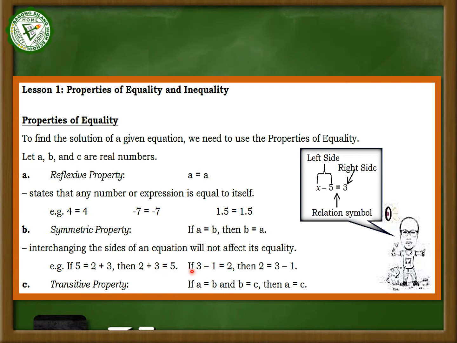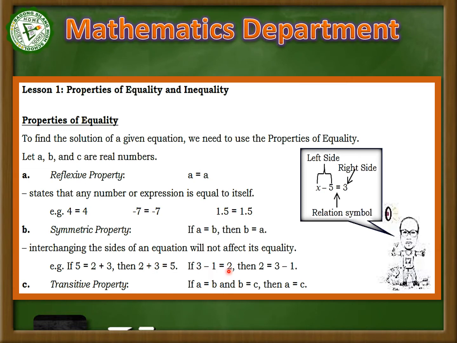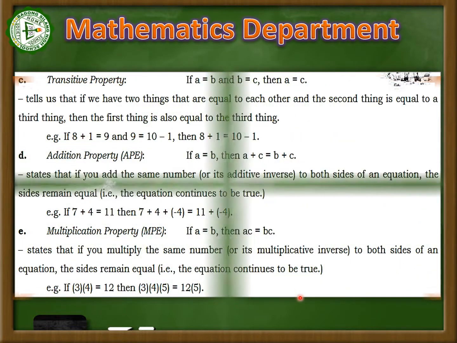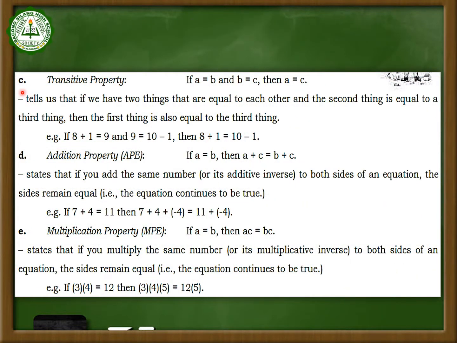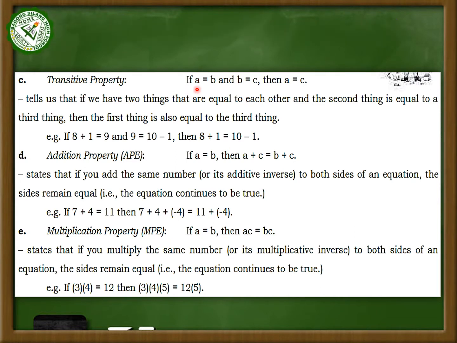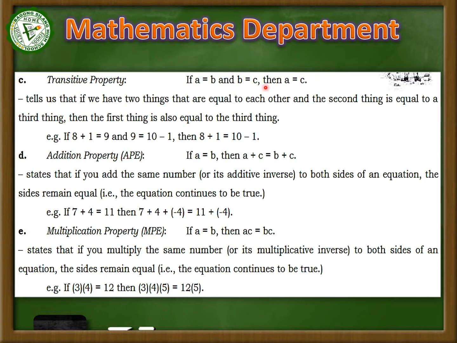Another example, 3 minus 1 equals 2. And then, 2 equals 3 minus 1. Okay, so it's the symmetric property. Let's have letter C, known as the transitive property. This time, it involves 3 expressions or numbers. And take note, A, B, C are real numbers. It's just a representation. Okay, let's continue.